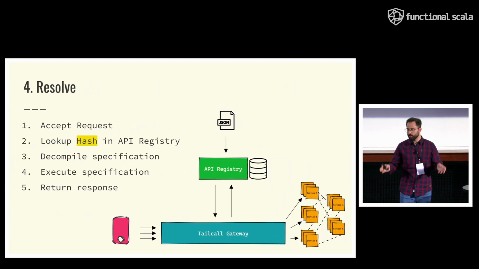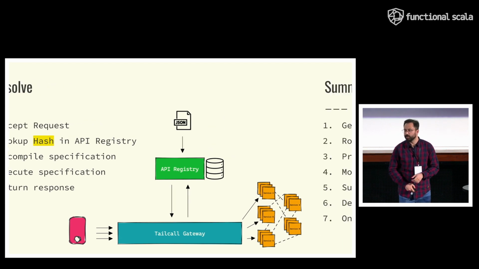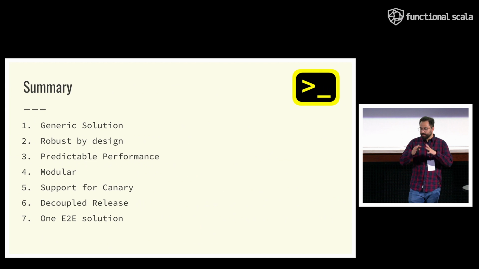And the resolution, so the fourth bit about how it works is how the request is resolved. So the request, when it comes to the gateway, looks for that hash in the registry, gets the spec, decompiles it, executes it, and sends the response. So this bit is very straightforward. So in summary, this solution kind of solves most of the challenges that I have talked about.